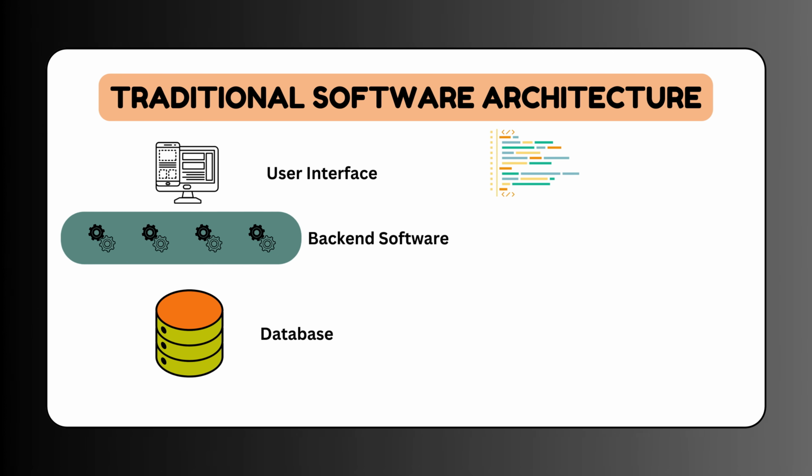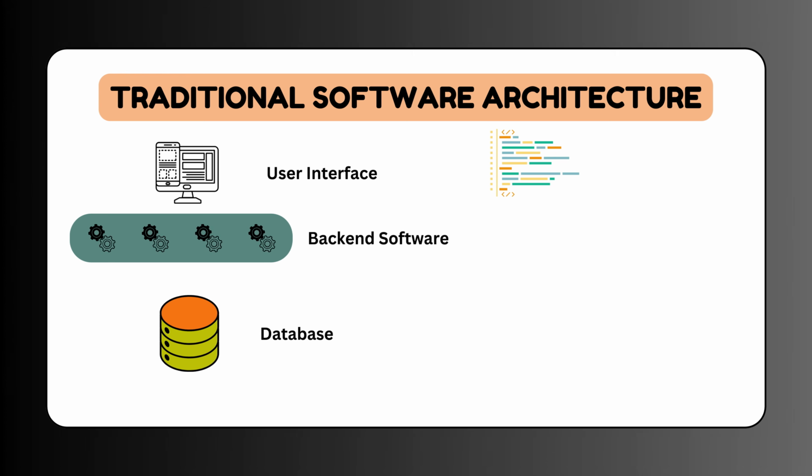The other component is the backend software. Moving down, we have the backend software, also known as the business logic layer. This is where all the processing happens. It handles things like user authentication, business rules, data processing, application workflows. All of this logic lives in the same code base, tightly coupled with both the UI above and the database below it.